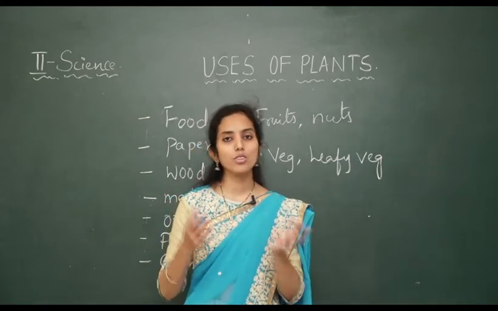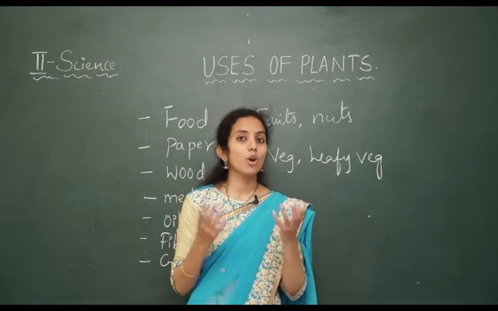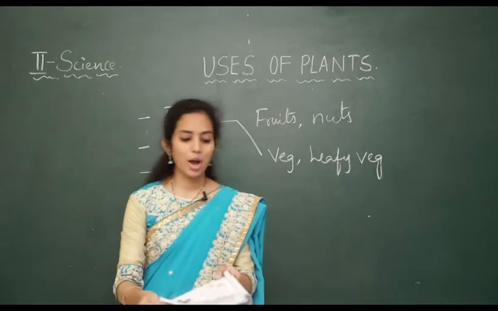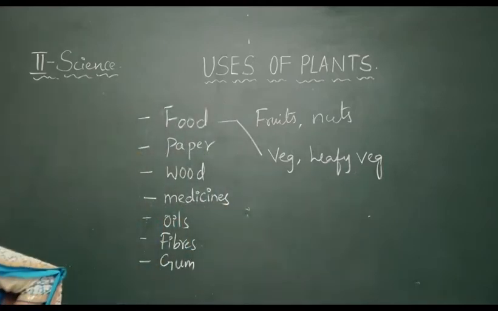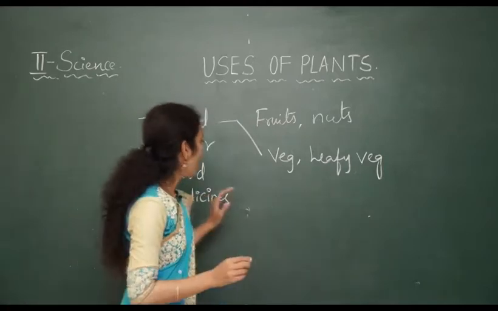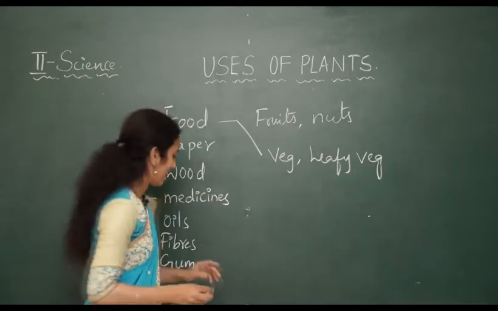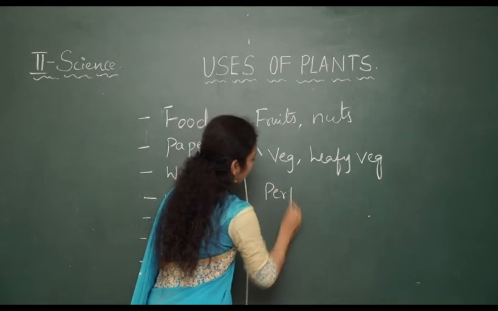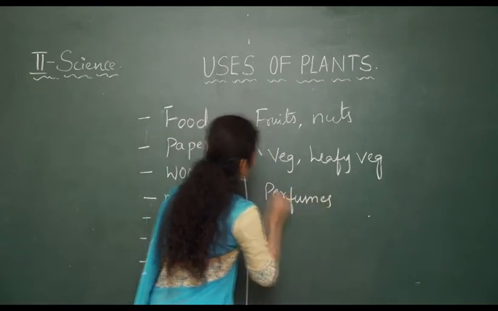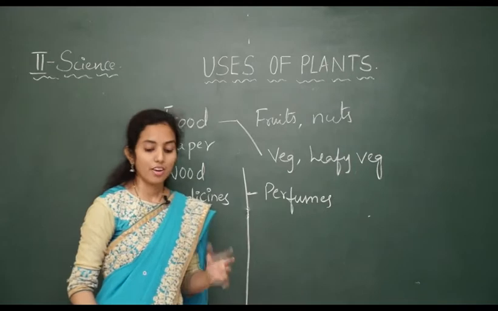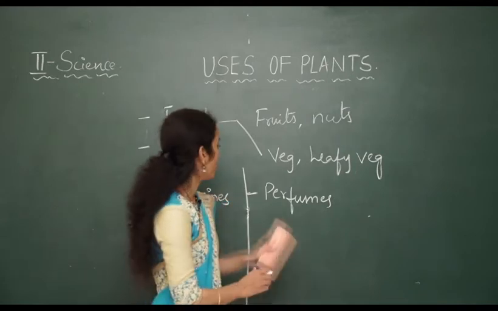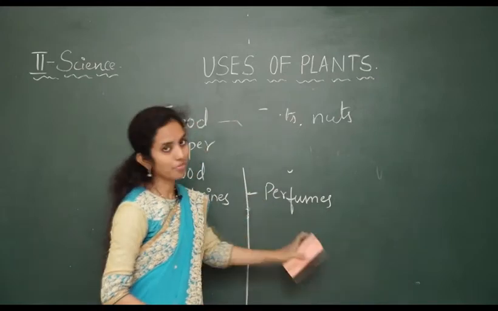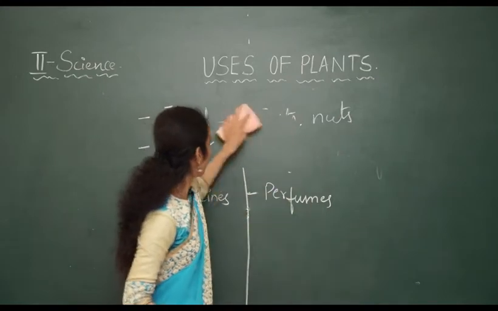Then what about rose, jasmine, lilies? What do we do with these flowers? We prepare perfumes. Now another usage of the plants. We also prepare perfumes from the plant. From which part of the plant do we obtain the perfume? From flowers we prepare perfumes.